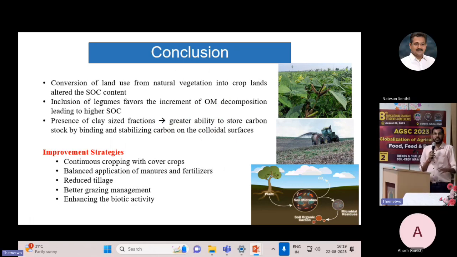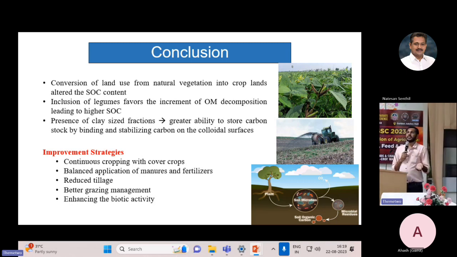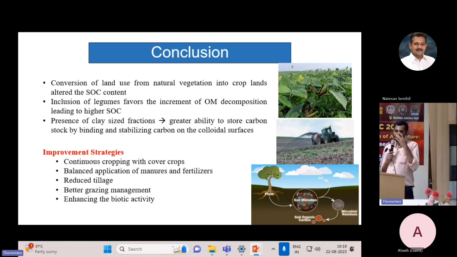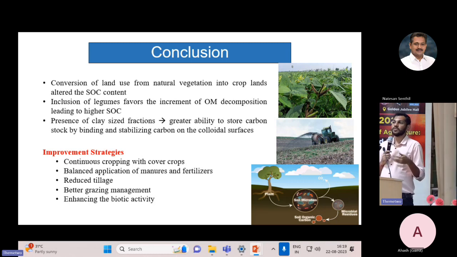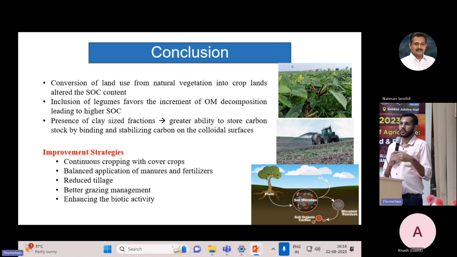Normally, when a land is converted from the natural ecosystem into some other activity, generally the loss of soil organic carbon occurs. So practices should be carried out in order to conserve soil organic carbon along with the cultivation, where inclusion of legumes favored more soil organic carbon in the soil through organic matter decomposition than the cotton. And further, since it's a rice cultivated area, in the puddling practice the soils were homogenized and more finer fractions were present, which are able to stock more carbon by binding on the colloidal surfaces.